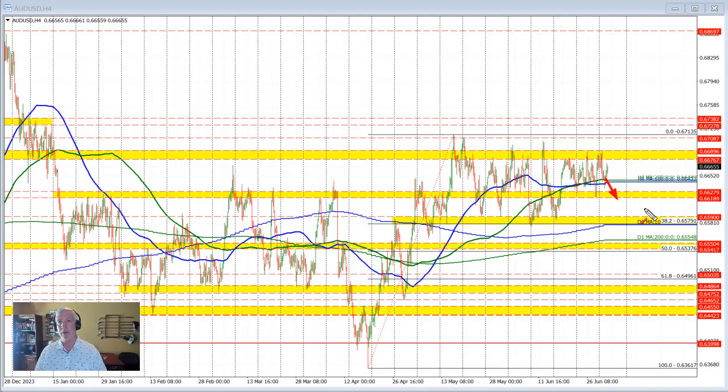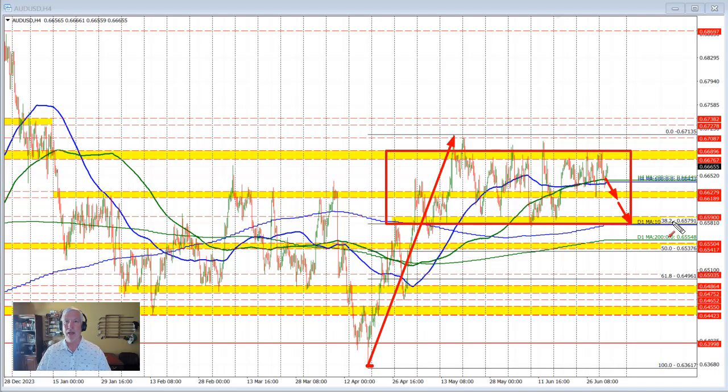We look for a break below the 0.66189, and then we look down toward the low of the red box. I'll put it in again, and that level also happens to correspond with the 38.2% retracement of the move up from this low right here, the mid-April low, to the mid-May high. And also the 100-day moving average. Both those levels currently come at the low of the swing area at 0.6579, and then the 200-day moving average at 0.65548.